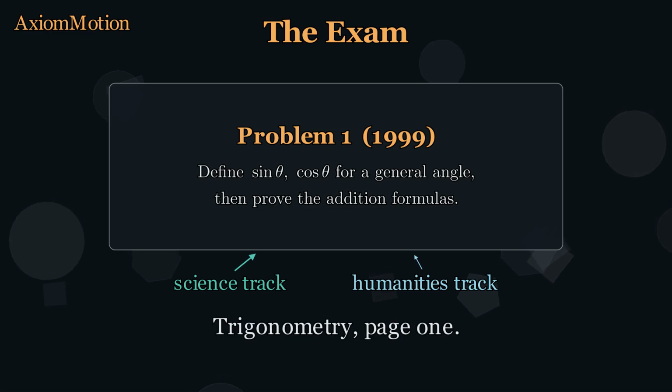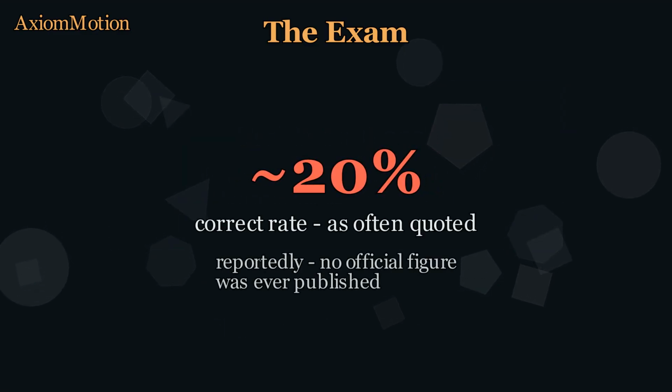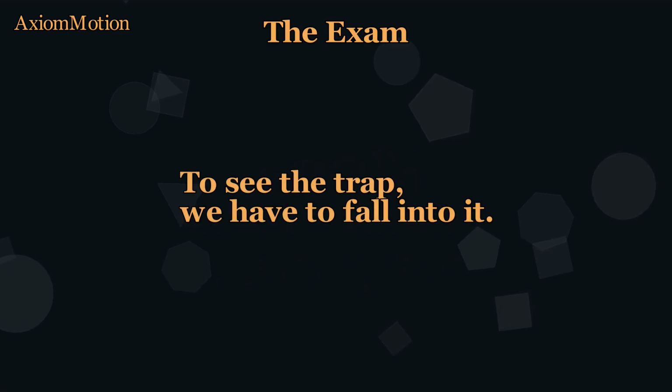The formula itself is the first thing you learn about trigonometric functions. Every student had used it thousands of times. Yet according to prep school analyses, the results were a disaster. A correct rate of around 20% is often quoted, though no official figure was ever published. So what went wrong? To see the trap, we first have to fall into it ourselves.